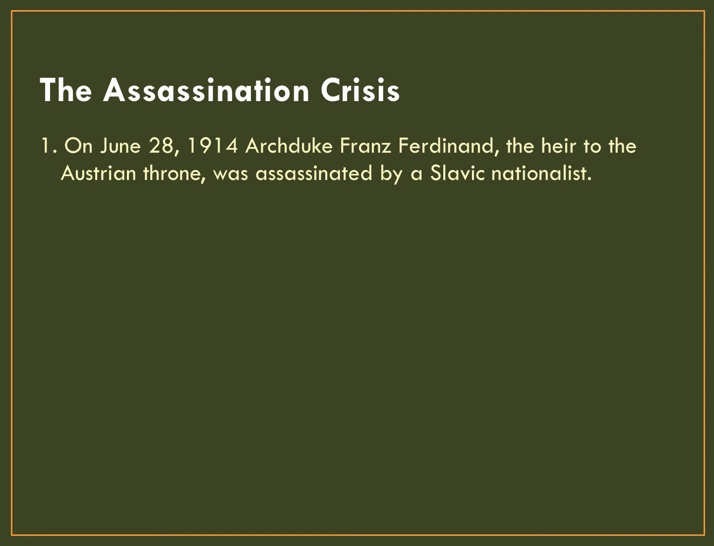The Slavic nationalist, the assassin, was Gavrilo Princip. He was from Bosnia, which was a part of the Austro-Hungarian Empire, but he identified as a Serb, and he wanted to help Serbia kind of take apart the Austrian Empire.